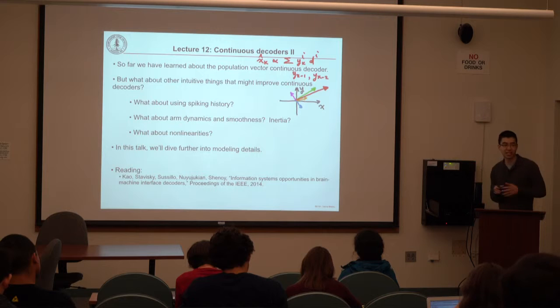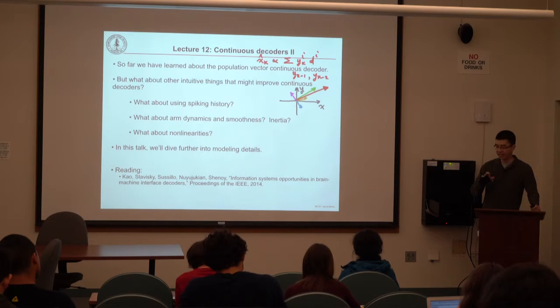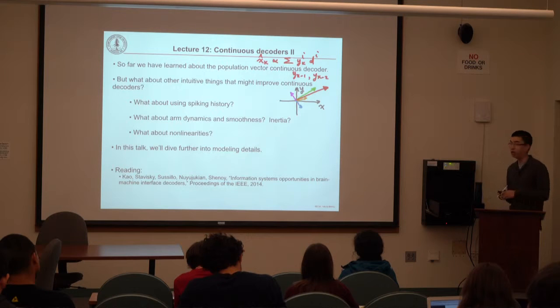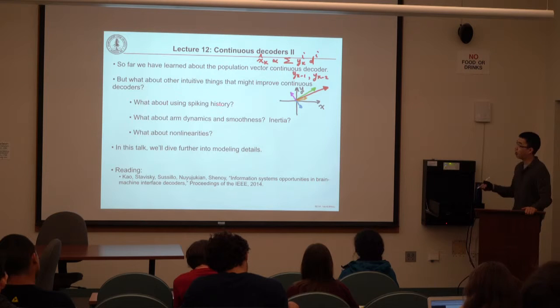And that sort of makes sense. When you're making a reach, it takes maybe a second to make that reach. Over that reach, if you're going at, for example, 10 centimeters per second at the middle of the reach, 20 milliseconds later you're probably going at a very similar velocity. So both the neural data and the kinematics are correlated across time. How can we use spiking history to improve this decoder?